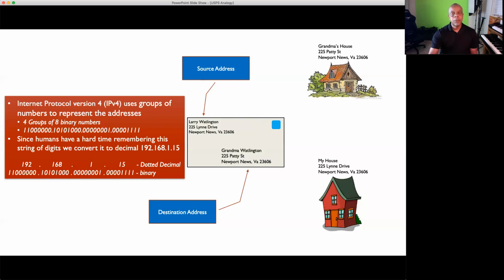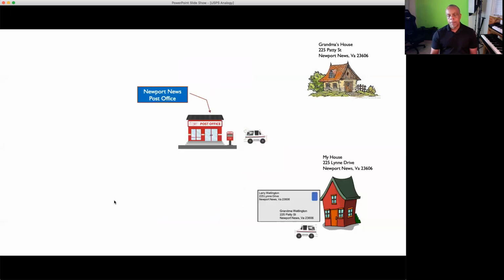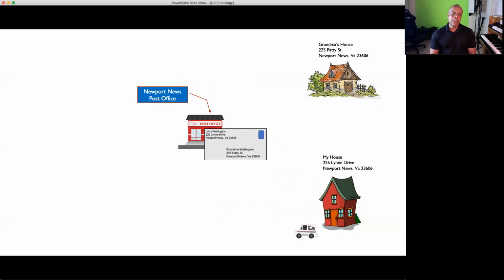So you see the similarity between the addressing scheme of the letter and how we have to write an address for an IP address, so the computer knows where to send and to route things through your network. So I want to mail my mother a letter. Well, what do I do? My grandmother, I'm sorry. I address the envelope, and it goes on a little truck, and that little truck takes it to a post office that's not too far from my house, the Newport News Post Office.